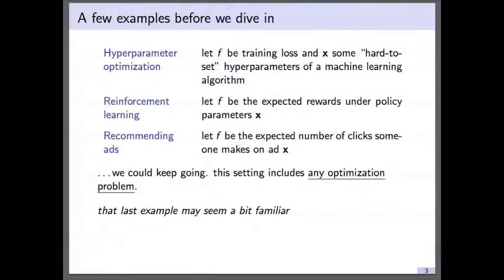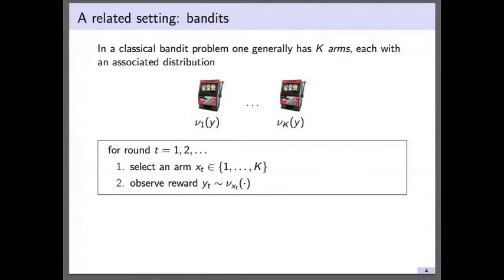And this last example may seem a bit familiar if anyone is familiar with the classical bandit setting. In this setting, what we have is k arms. By arms, I'm talking about these slot machines here that I'm interested in pulling one of at each iteration, and I get back some reward. And eventually, I'd like to settle upon the single slot machine that's going to give me back the best reward when I pull it. So each one of these arms has some associated distribution with it.